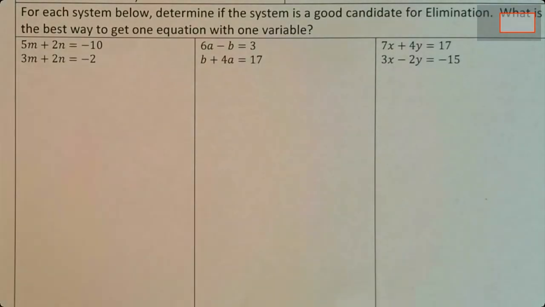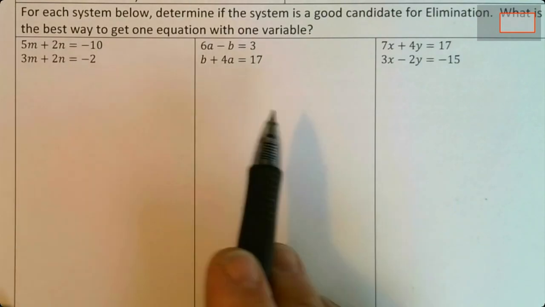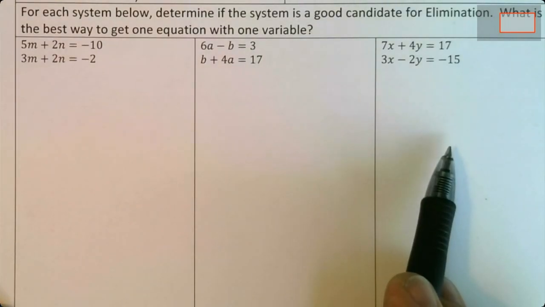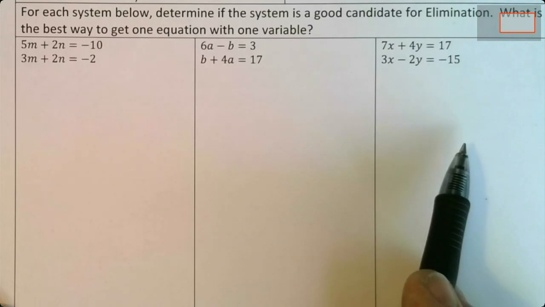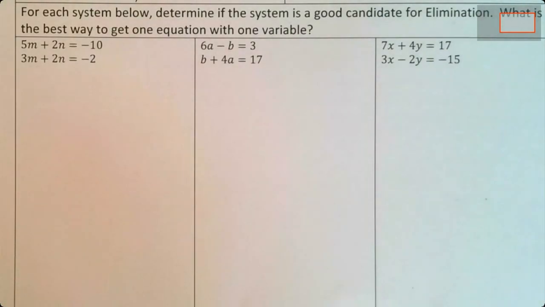And as we discussed today in class, it turns out all three of these systems are good candidates for the method that we call elimination. Remember, the goal of elimination is to get one of our variables to cancel when we take equal things and we add equal things to both sides of it.